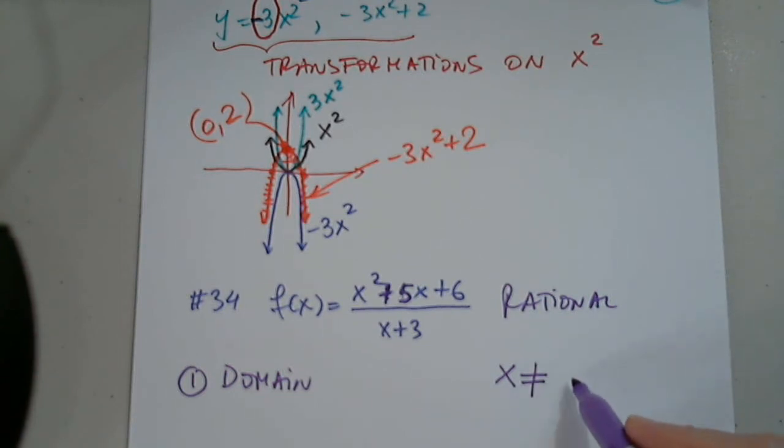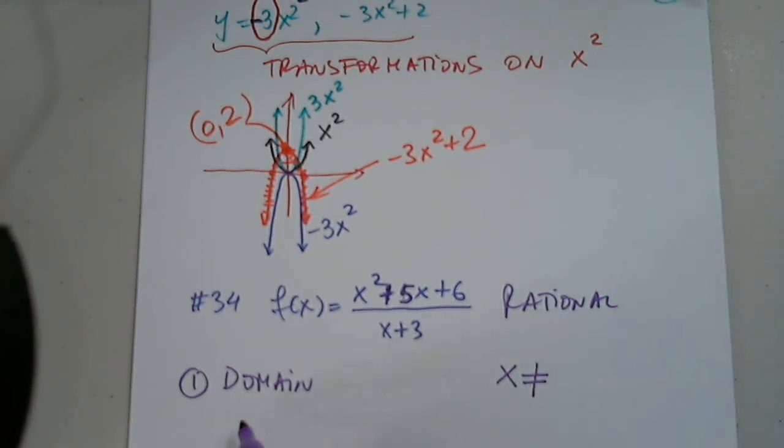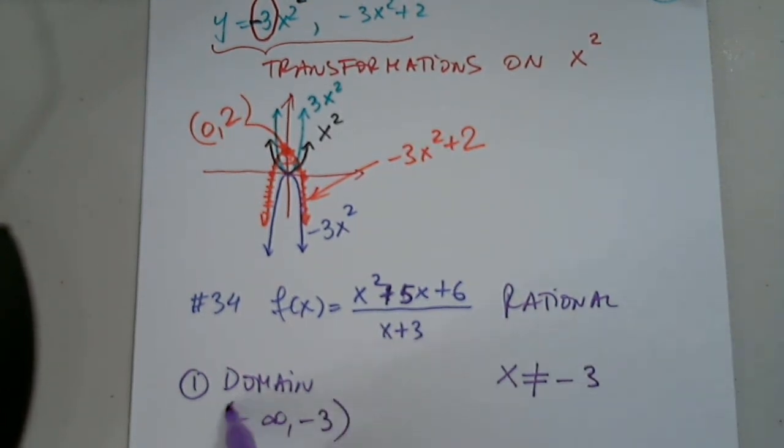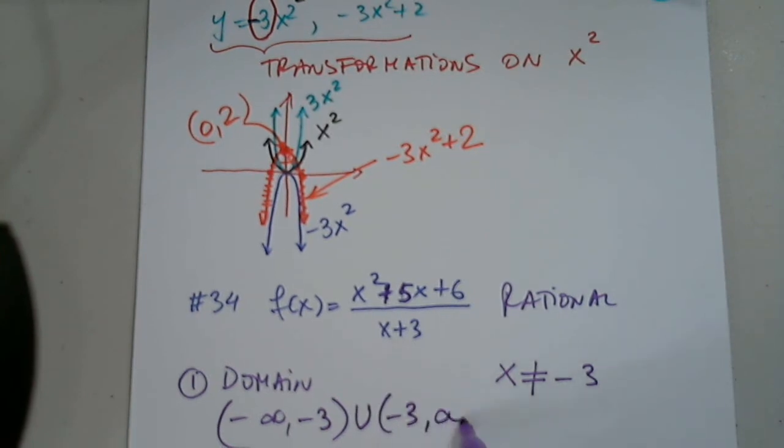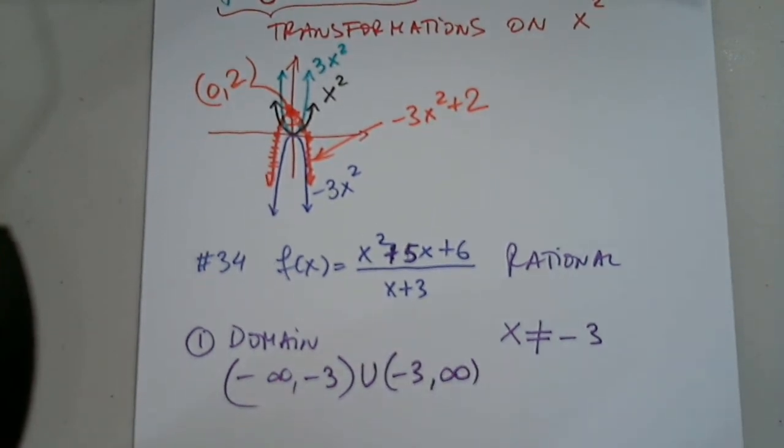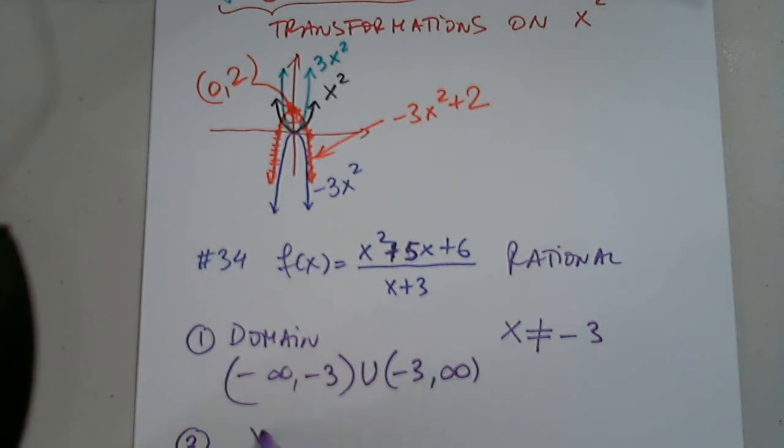Is it negative infinity to negative 3? But negative 3 plus 3 is 0. Yes, negative 3. Awesome. Yes, indeed. Union negative 3 to infinity. Awesome. Good. In number 2, I will show that table.